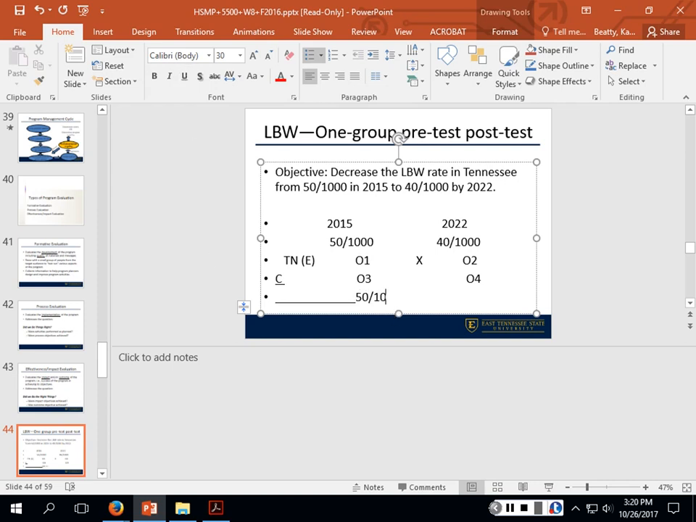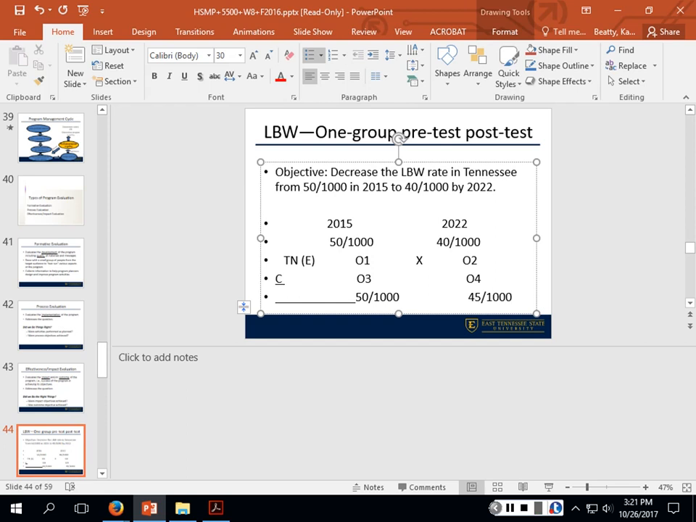Oh well, 50 per 1,000. So the two states were equivalent at baseline. And the low birth weight rate in the comparison state in 2022 was 45 per 1,000. What can we conclude at this point?